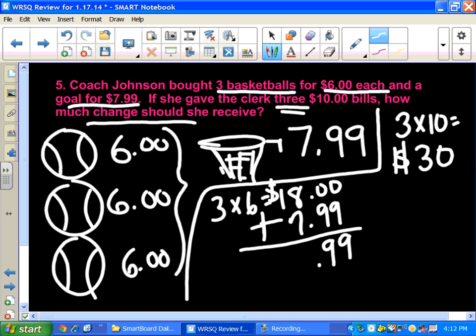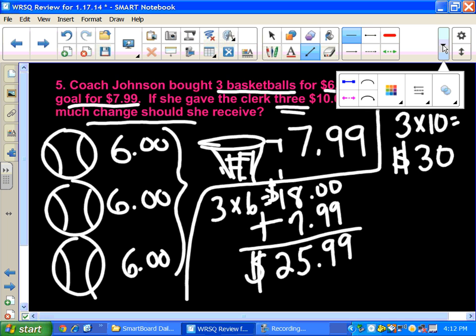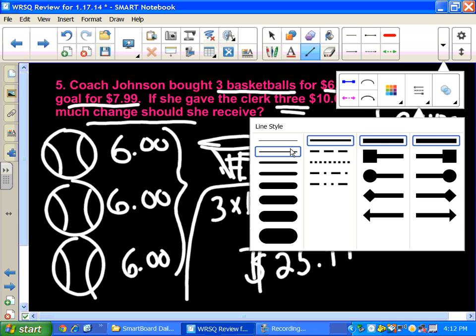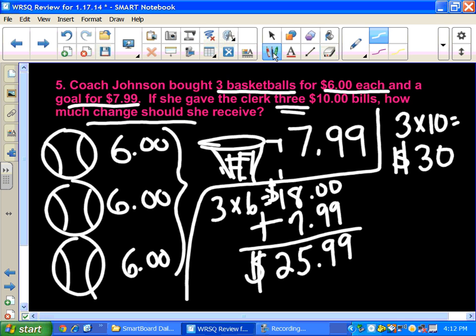So this is easy addition. 8 plus 7 is 15. Regroup, that makes another 10. So she spent $25.99. So in order to see how much she got back, we know that we have to take our $30, subtract $25.99.